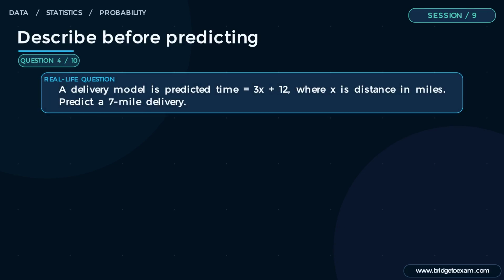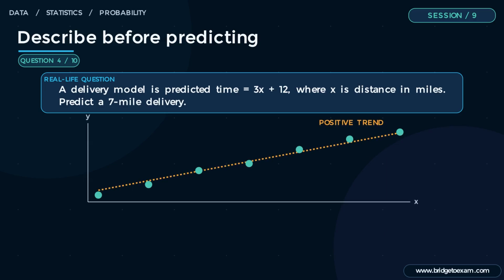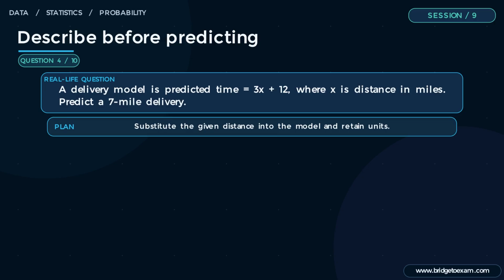Example 4. Delivery model is predicted time equals 3x plus 12, where x is distance in miles. Predict a 7-mile delivery. The scatterplot reveals direction, strength, and any unusual point. Plan. Substitute the given distance into the model and retain units.